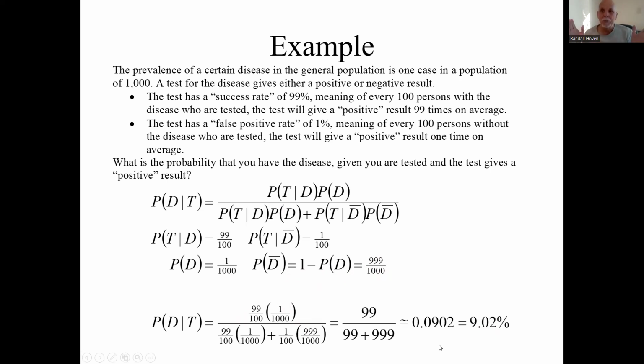So you don't even have a 10% chance that you really have the disease, even though you tested positive for it, and the success rate is 99%. If you just looked at these numbers, you probably wouldn't come up with this. In fact, when they give this type of problem to doctors, the majority of the time they don't get it right. They're wildly off. They'll say, oh, you've got a 90% chance of having the disease. No, it's not even 10%.